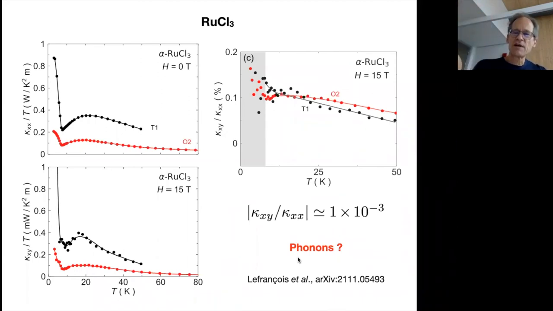It is zero outside the pseudogap phase, and it switches on inside the pseudogap. So something about the pseudogap phase is actually producing chiral phonons. Is this some kind of magnetic character? You know, this will be very interesting.